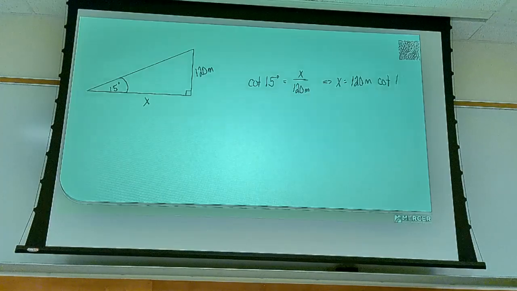And there would be the exact answer: 120 meters times cotangent of 15 degrees. This time we have two sig figs.